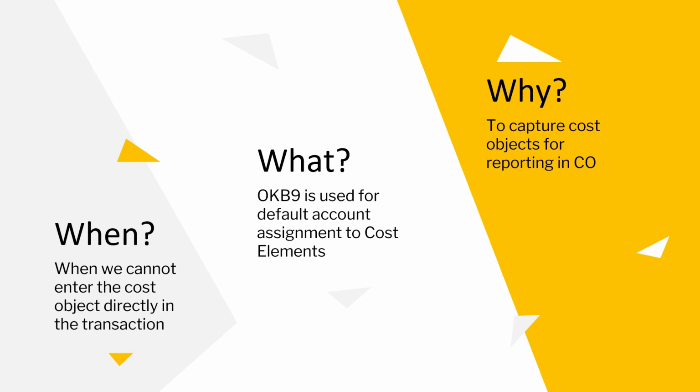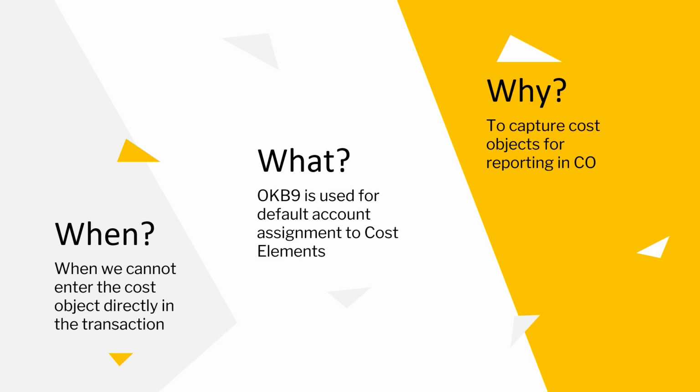And why do we do that? In the controlling module, we use it for reporting purposes. It can be management reporting or any kind of forecasting, etc. So in order to do this management reporting or internal reporting, we need to transfer all our transactions, like our costs, expenses and revenues, from FI to CO. So the bridge between FI and CO are the cost objects.